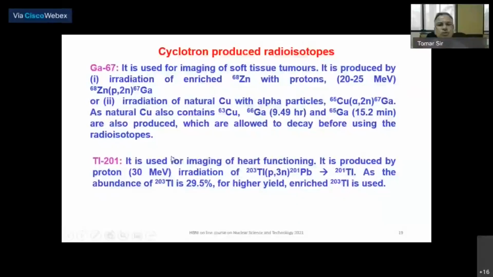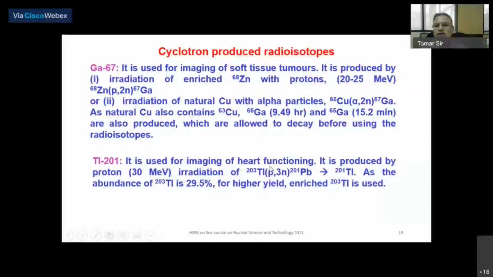Now let's discuss some of the isotopes produced in cyclotrons. Gallium-67 is used for imaging of soft tissue tumors, produced by two routes: irradiation of enriched zinc-68 with protons of 20 to 25 MeV, zinc-68 (p,2n) gallium-67, or irradiation of natural copper with alpha particles, copper-65 (α,2n) gallium-67. Of course, natural copper also contains copper-63, which will give rise to gallium-66 or 65, which are allowed to decay before using the gallium-67.